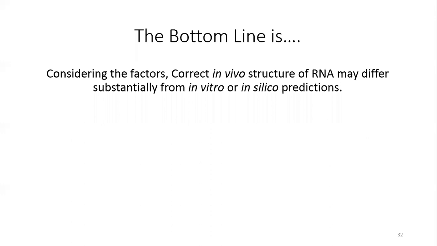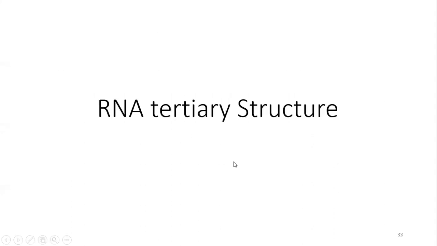So these things are to be kept in mind before you claim anything in your research. That was the main objective of discussing all those things. Now we have completed the primary structure, and we have discussed the secondary structure and the factors that affect its formation. Now it is time for us to move to the next level of RNA folding, and that next level is RNA tertiary structure.